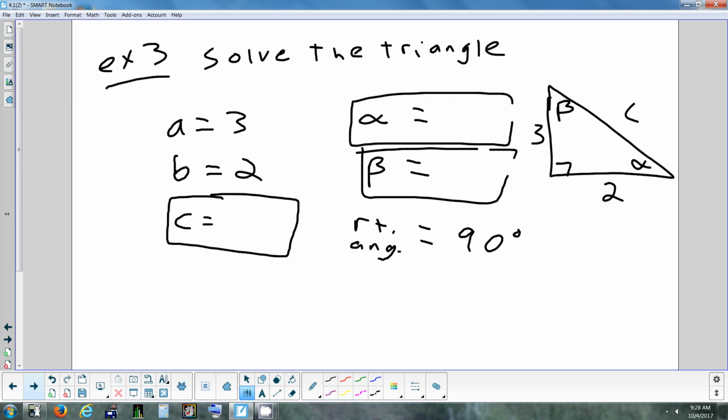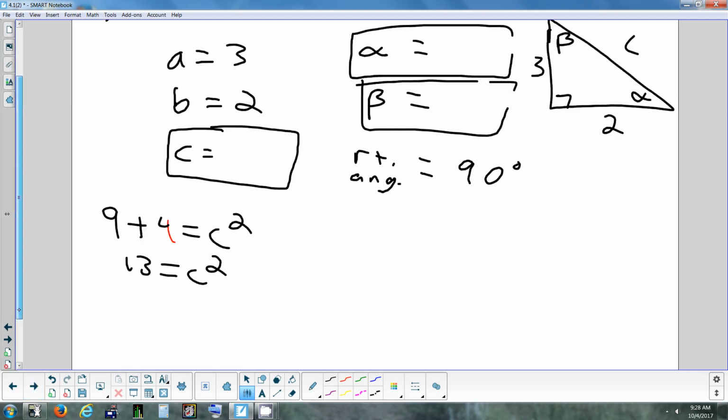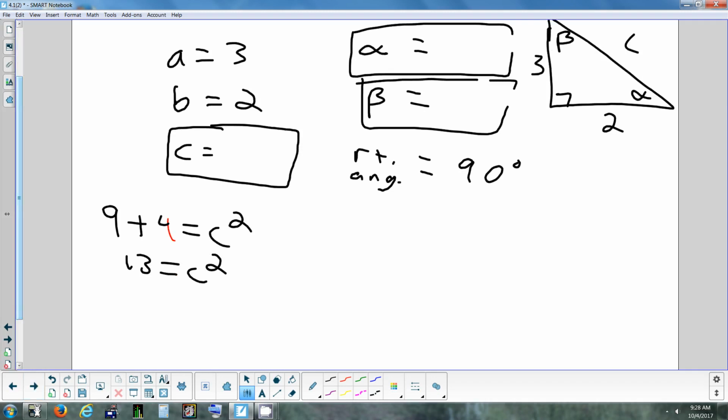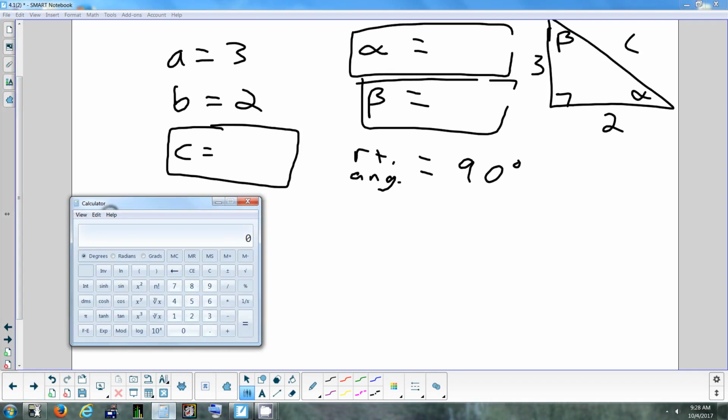Connor, when I do 3 squared, I get 9. Emily, when I do 2 squared? 4. So 9 plus 4 equals C squared. That gives me 13 equals C squared. So Irene, how would I get C? The square root of 13. Yeah, and since we're solving a triangle, they're usually going to round these numbers off. So let's take the square root of 13. 3.606.